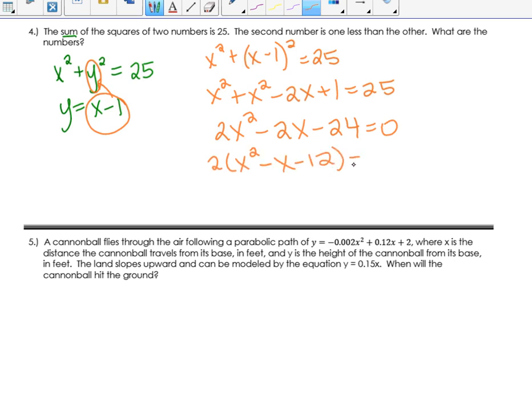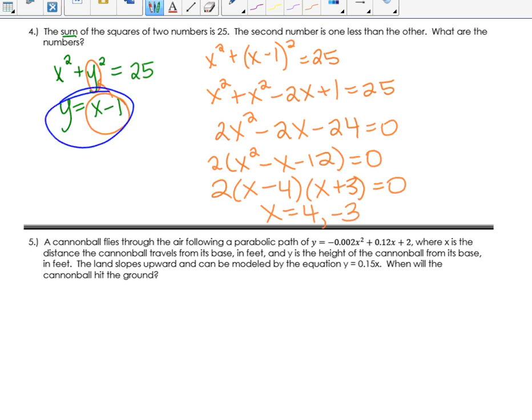Sorry, my handwriting is like something out of another planet right now. This is factorable. So you end up with x minus 4 and x plus 3 equals 0. Okay, x times x is x squared. Your middle term works out, and you get your negative 12. So that means x is going to be 4 and negative 3. Okay, you guys use your easier one of the two.